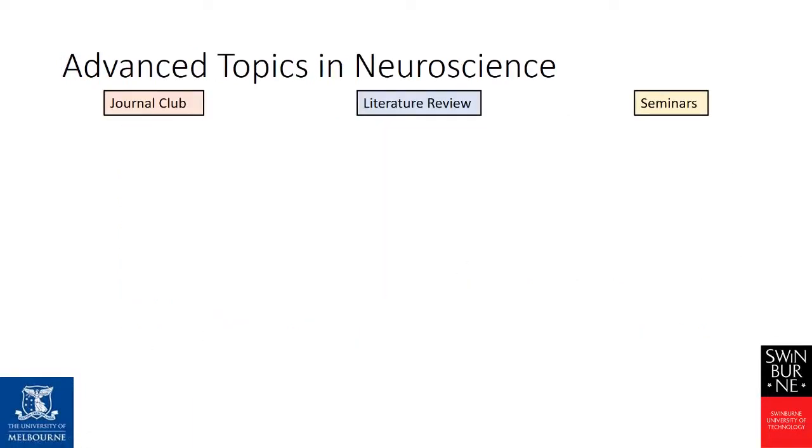So let's talk about Advanced Topics in Neuroscience. As indicated on this slide, there are three major activities in this subject happening in parallel. There is the journal club, the literature review, and the research seminars. Both the journal club and the literature review are assessed activities. Similarly, both these activities involve elements of peer assessment.